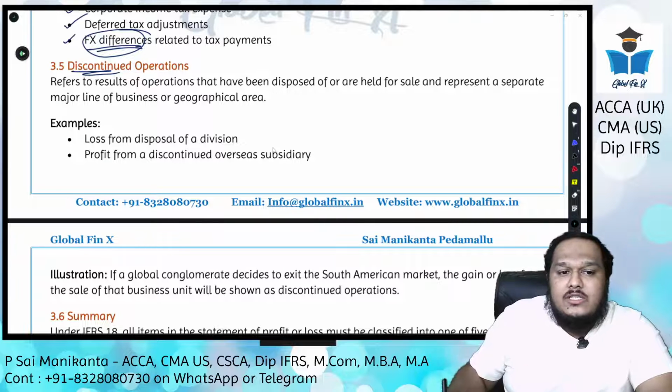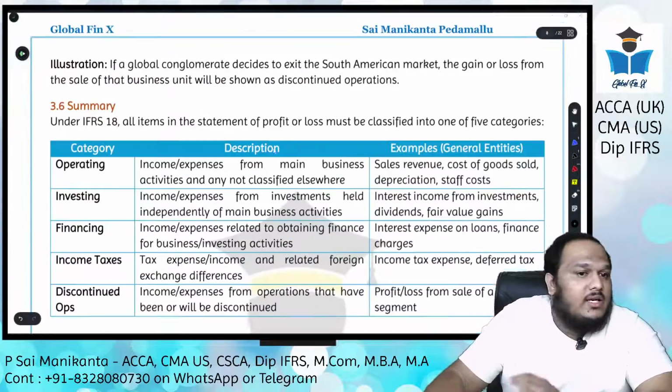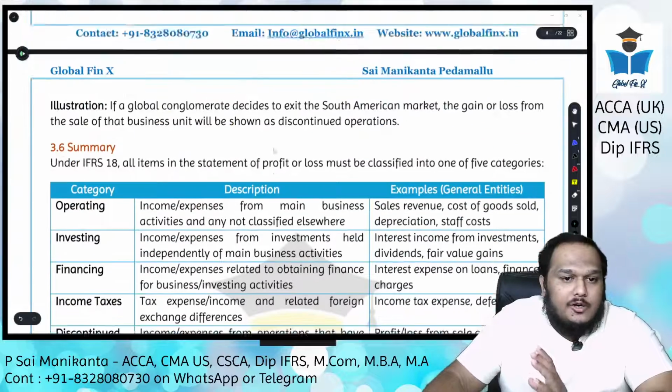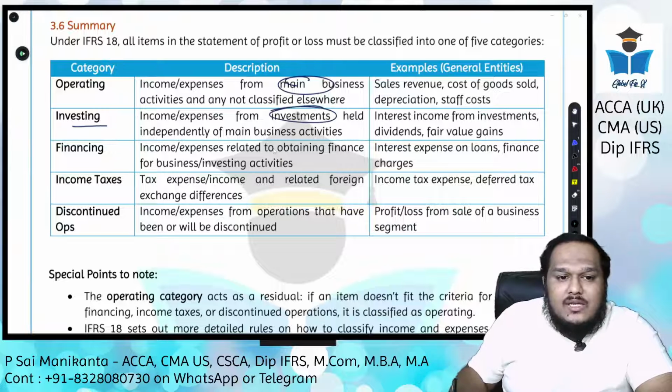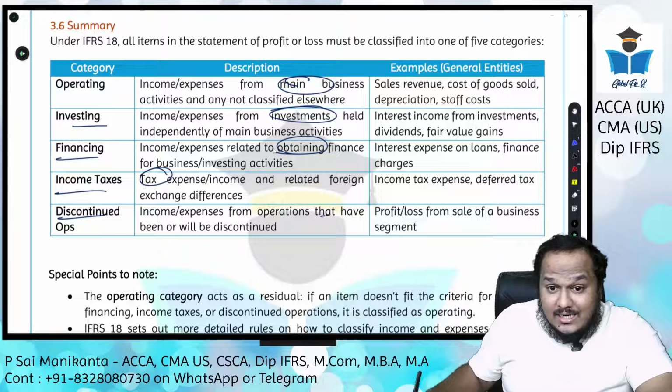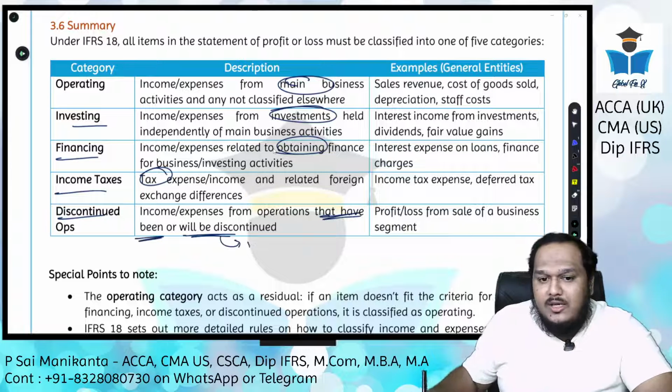So discontinued operations related loss from disposal of a division, profit on a discontinued subsidiary, all of these will be in the discontinued operations category. So quick summary, what is there? Operating activities is the main business activity. Investing is from investments. Financing is related to obtaining the funds. Income taxes relate to tax expense or losses. Discontinued operations relate to operations that have been discontinued, past or future, in the next 12 months.